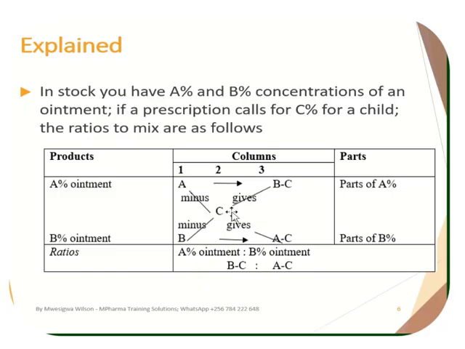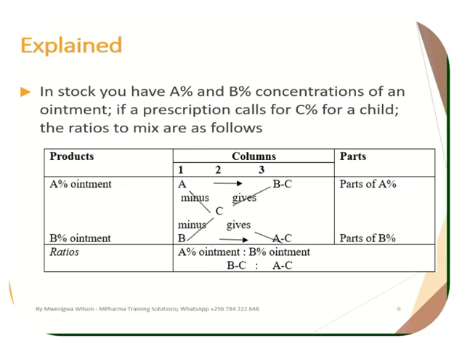Subtract A minus C. Put A minus C here. These are parts of B, as you can see. B minus C, as you can see here, gives you the parts of A. Now, remember, this is where the alligation alternate is.